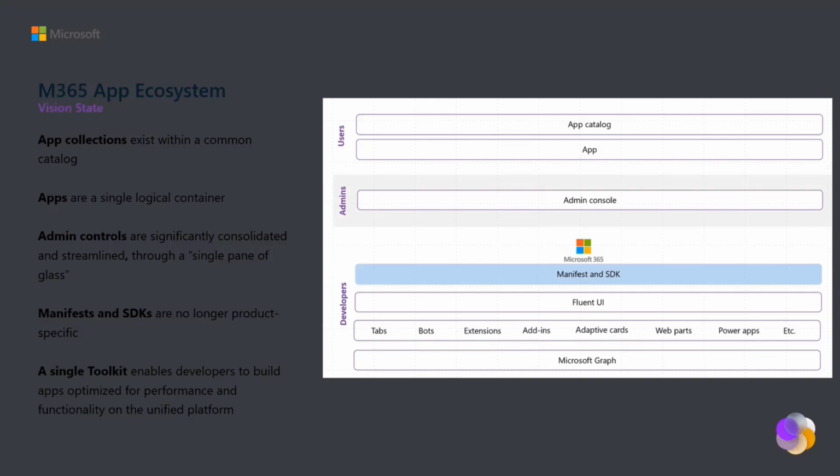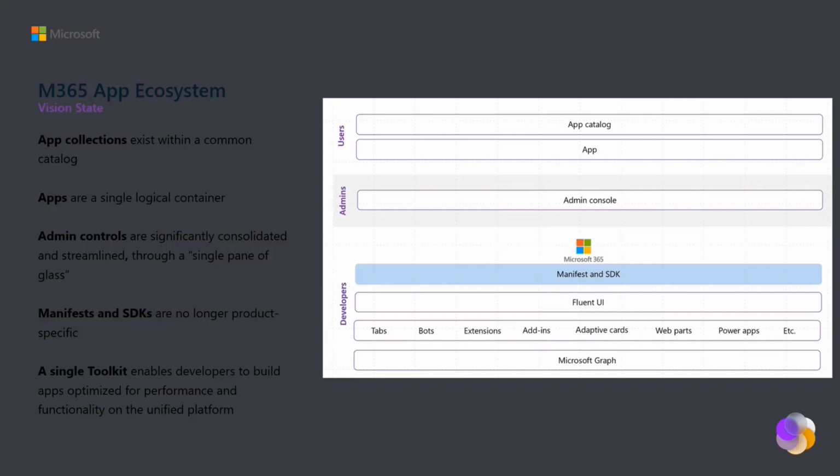And then when we think about developers, which is I know who most of you are, we want developers to be able to write an app once and run it across all of Microsoft 365. So that means Teams, Outlook, Office, maybe one day even Edge or Windows. And then lastly, we wanted to bring unified manifests, SDKs, and toolkits to developers so that instead of product-specific packages, everything is unified and everything can sit in one format. So that's the vision state and that's our North Star that we're striving for.